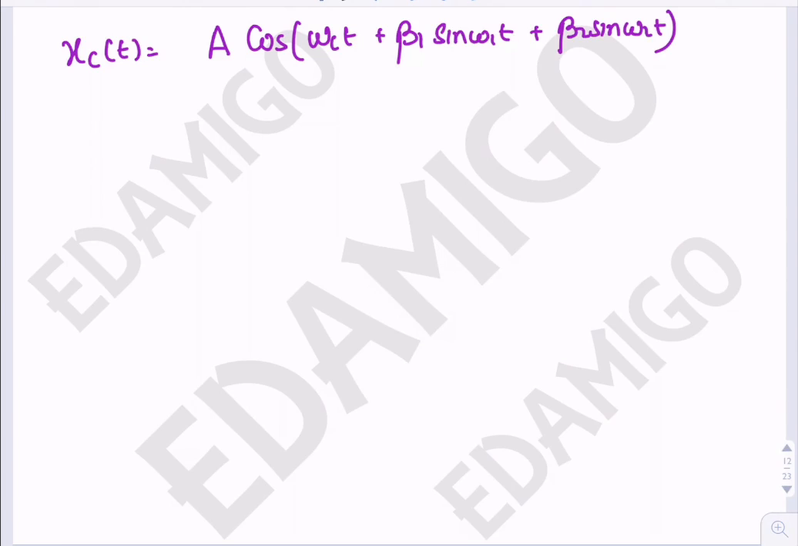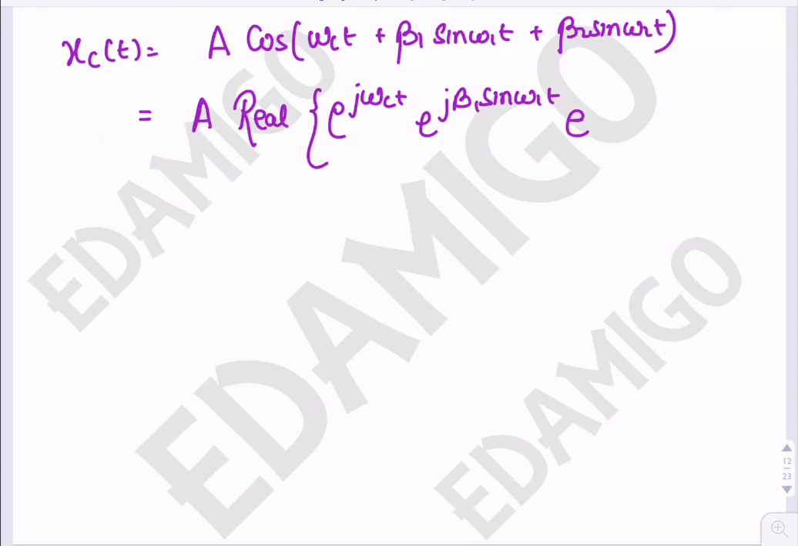Okay, so x(t) is given to us as A cos(omega_c t + beta_1 sin omega_1 t + beta_2 sin omega_2 t). So this can be written as A times the real part of e^(j omega_c t) e^(j beta_1 sin omega_1 t) e^(j beta_2 sin omega_2 t).